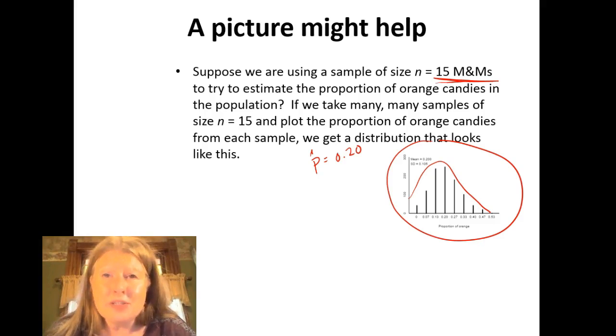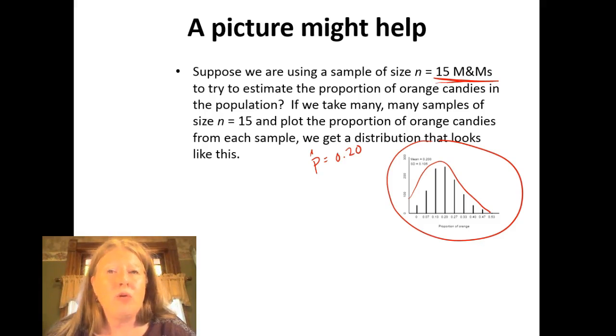So again, I challenge you to do that. You don't have to do that. But I'm hoping when you do that, you'll see that we just really don't have a big enough sample size when we only have 15 M&Ms. And that's why when we look at lots and lots of sample statistics, we're not getting something that's perfectly normal. It's starting to approach normal, but it's clearly not normal.